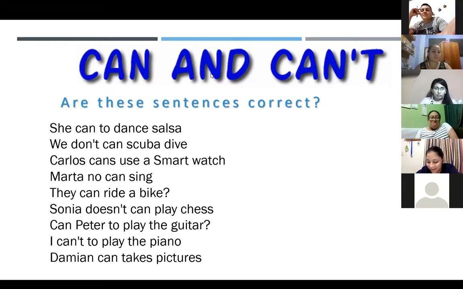Vamos con Mr. Elvin, la oración número 3. Carlos can't use a smartwatch. Can't está mal escrito. Exacto, no agregamos S a los verbos en las terceras personas. Vamos con Mr. Wilmer. Martha no can't sing. We don't use no. Use Marta can't sing. Perfect, good. They can ride a bike. Miss Brenda, what is the mistake?